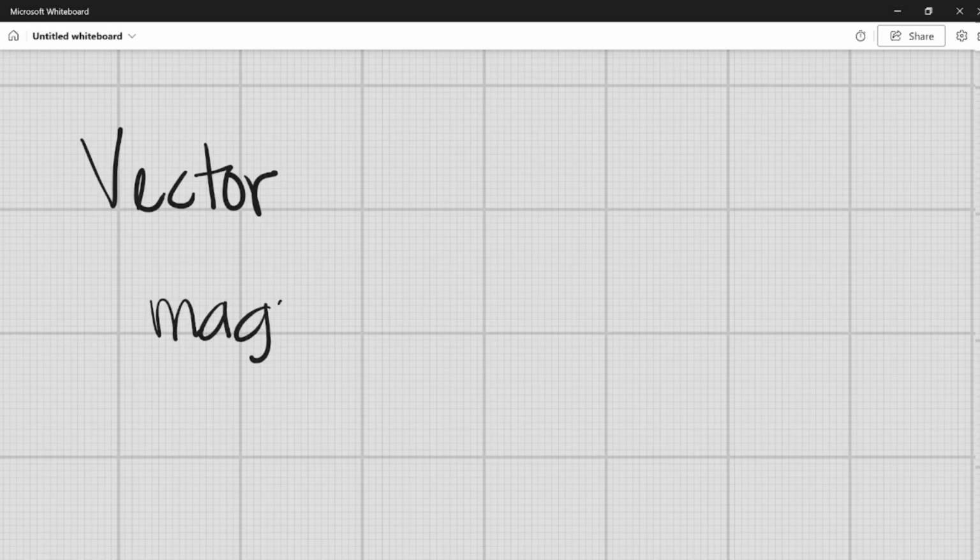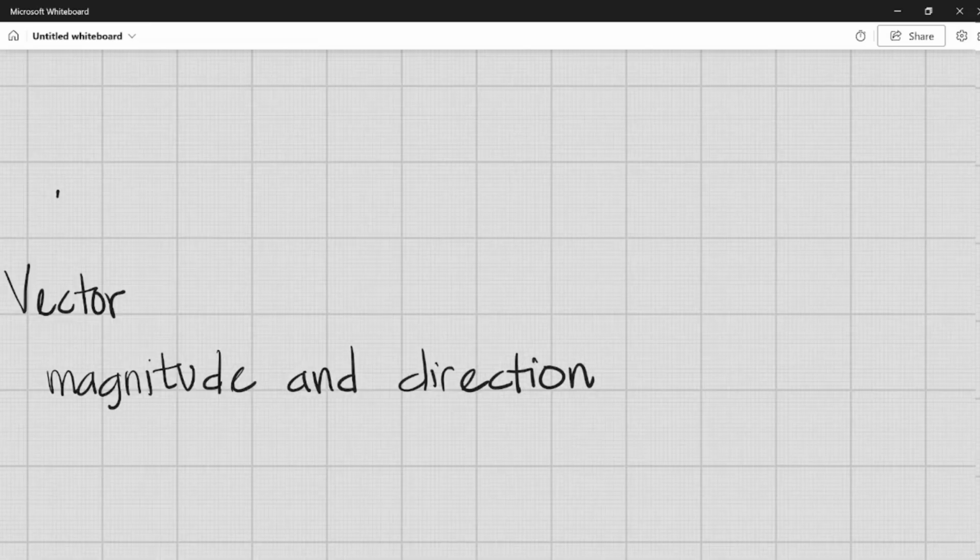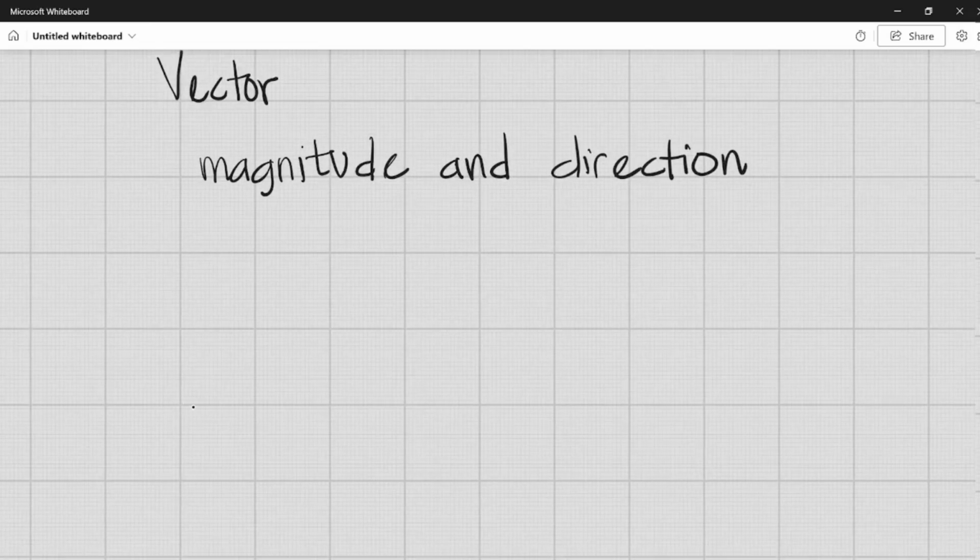Today we're going to be introducing vectors. So a vector is a mathematical object that we will use, and it contains information like magnitude and direction. The simplest way we can represent a magnitude and a direction at the same time is with an arrow.